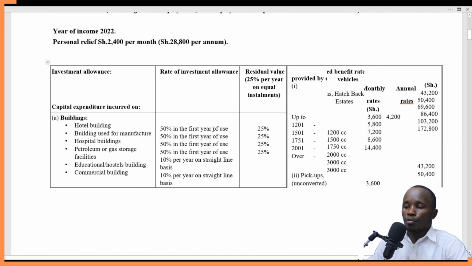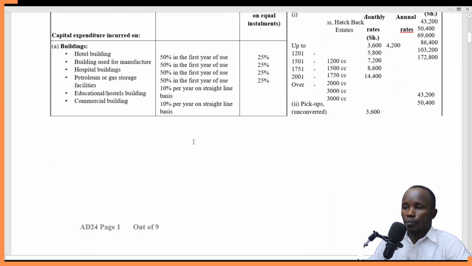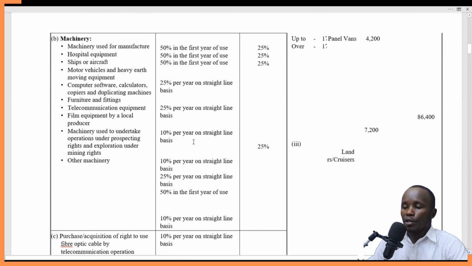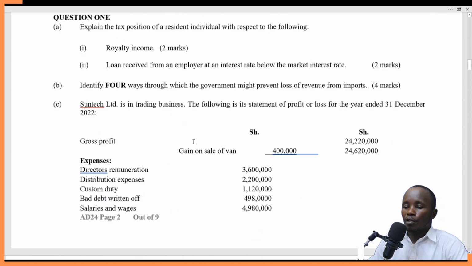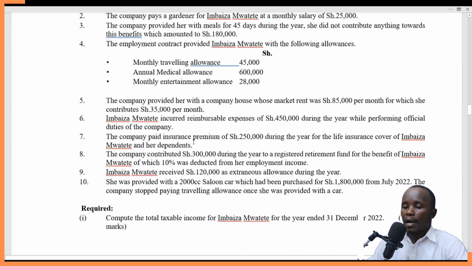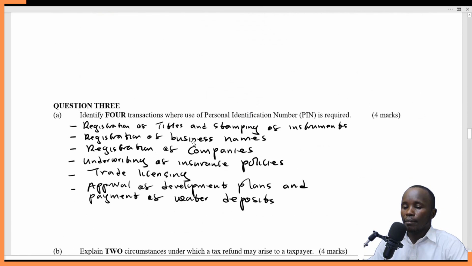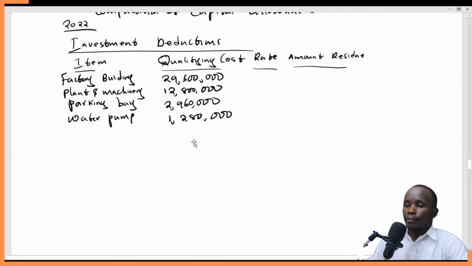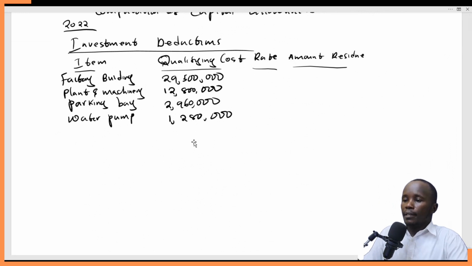Now, when you want to distribute residual value, we shall make use of 25% the following year. Because I'm dealing with only one year, I will not go to that other detail. Here I'm talking about 50%. So the rate here is 50%, the rate in percentage, of course. This is 50, 50, 50, 50.